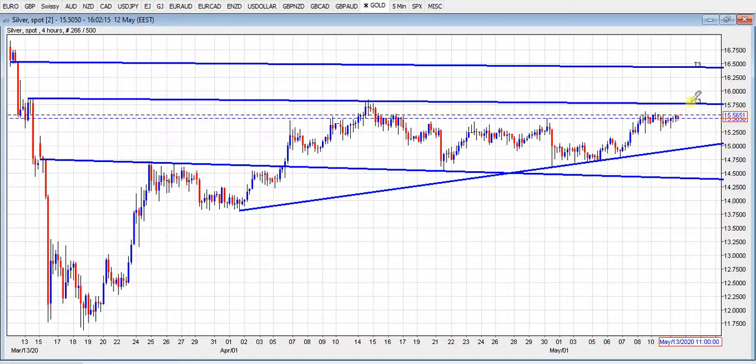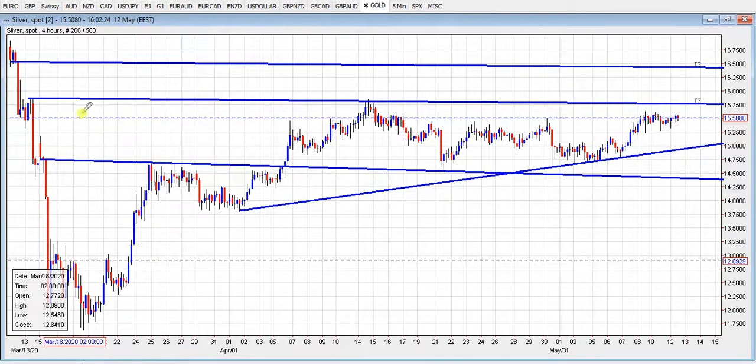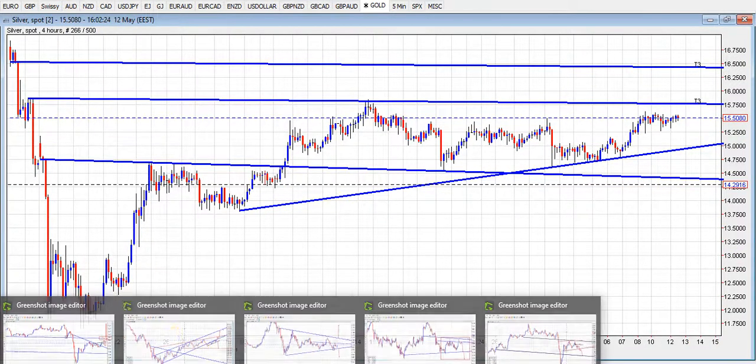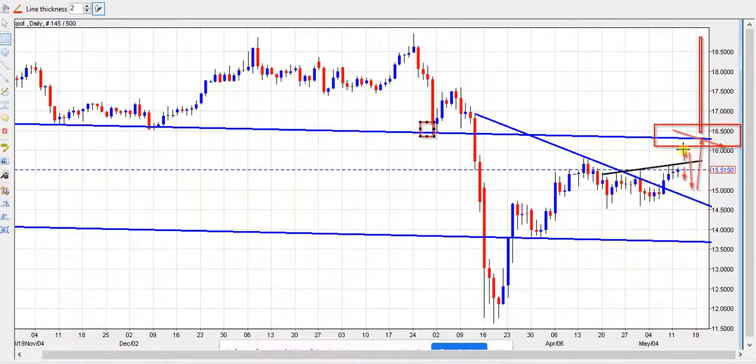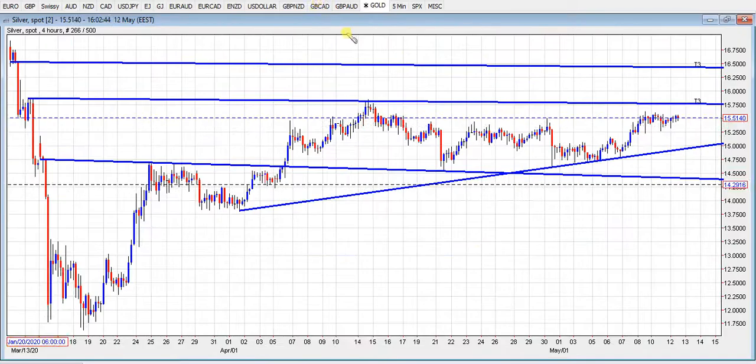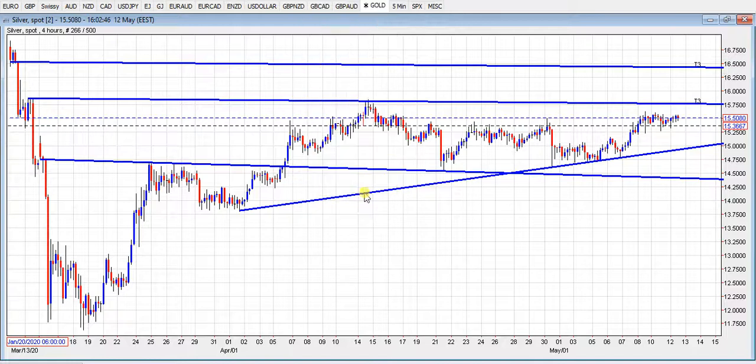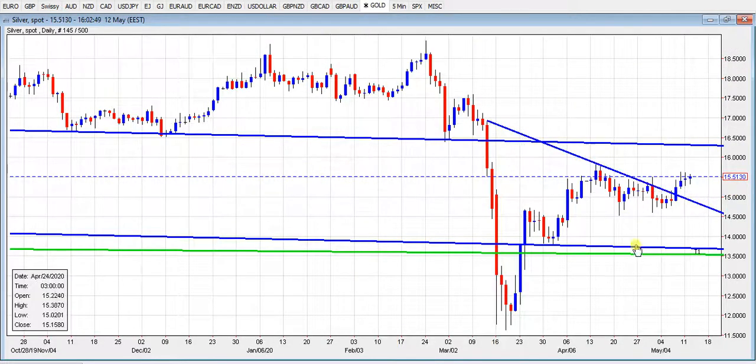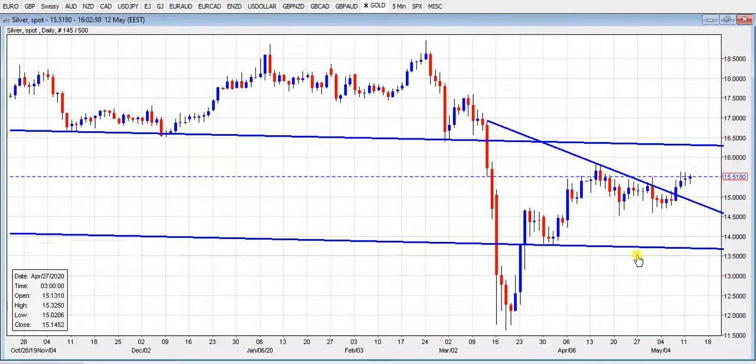1575 I expect on the higher side to get tested, but at the same time, if I look at it from a broader aspect, I'm looking for the price to test towards 16, with a bit more of a nudge on the higher side towards 1630, 35. These are the 4 hour, the day, and the daily charts on the silver.